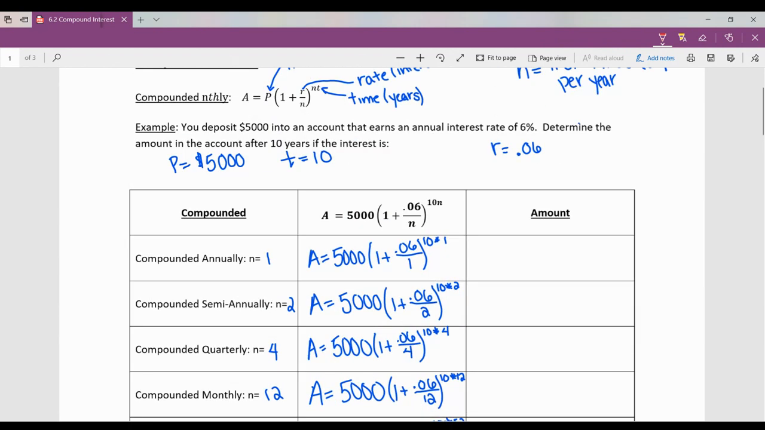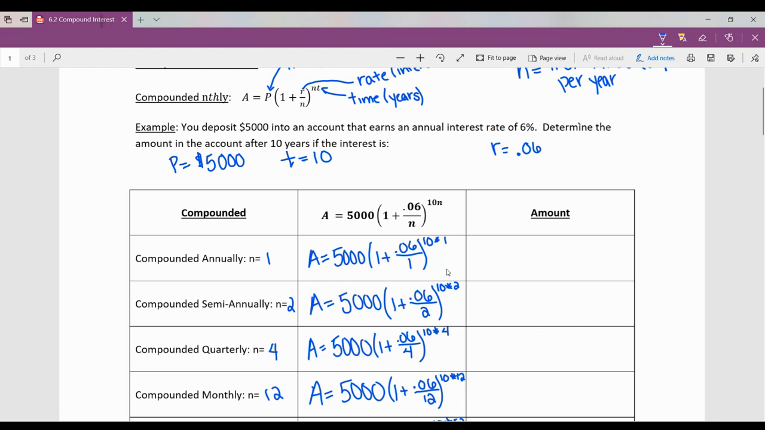Okay, so now we're going to talk about how do we type this into our calculators. So we want to type this into our calculators by doing PEMDAS. So inside, we're going to do 0.06 divided by 1. Then we're going to add 1 to it. Then we do the exponent part. So raise to the 10 times 1 is 10. So we raise it to the 10th and we hit enter. And then we keep that number in our calculator and we do times 5,000.